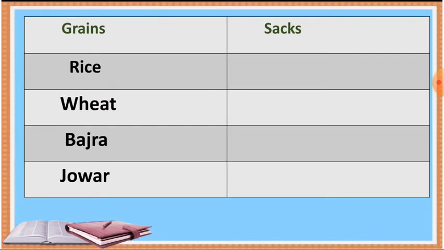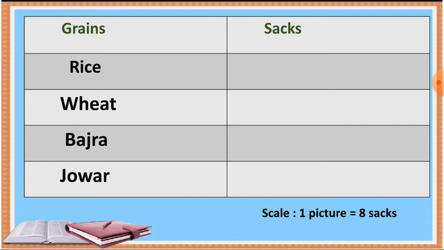To make the pictograph, what we are supposed to do is, first we have to draw the table, then we have to write the columns, grains and sacks. Then which were the grains? Rice, wheat, bajra and jawar. The next step is the scale. Now the scale will be that one picture is equal to how many sacks? 8 sacks, because 8 was the smaller number and the rest of all the big numbers were coming in the 8 table. So now one picture is equal to 8.